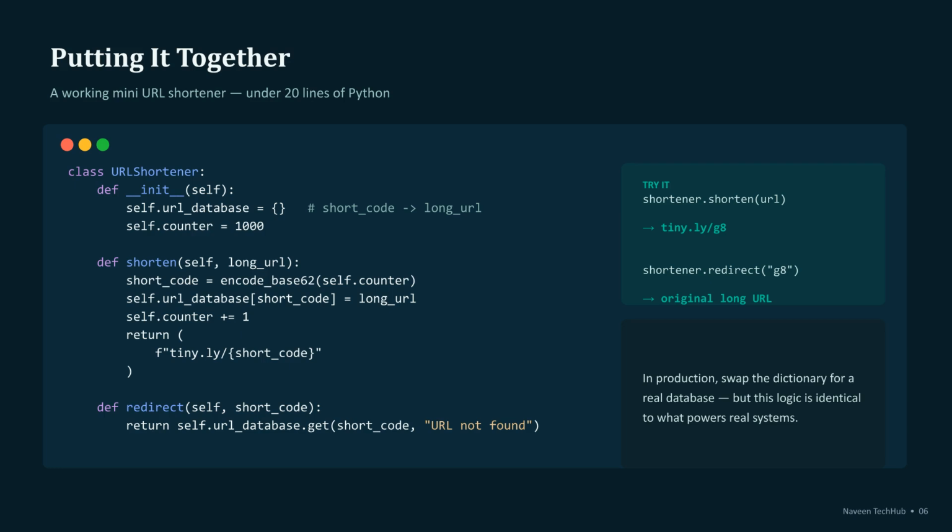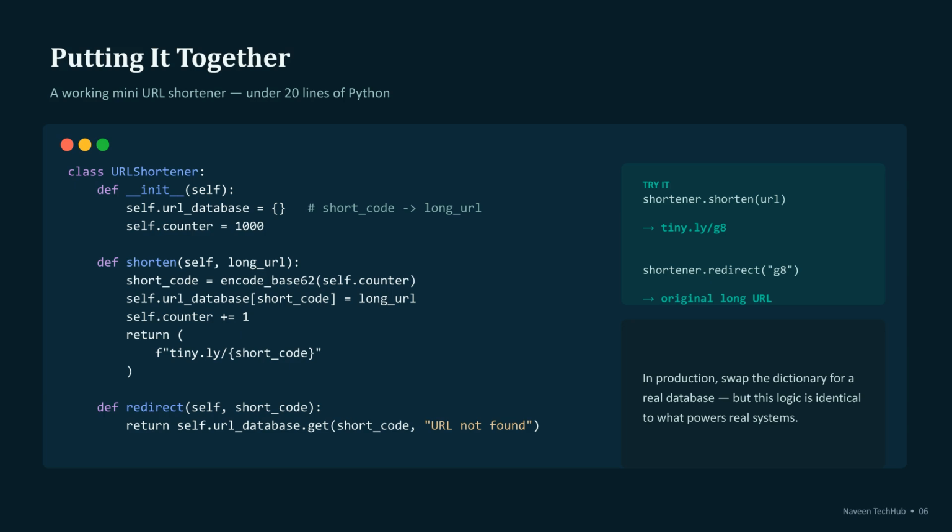Now let's look at the redirect method. The redirect method receives the shortcode. It checks the dictionary. If the shortcode exists, it returns the original long URL. If the shortcode does not exist, it returns URL not found. This is the basic working model of a URL shortener.